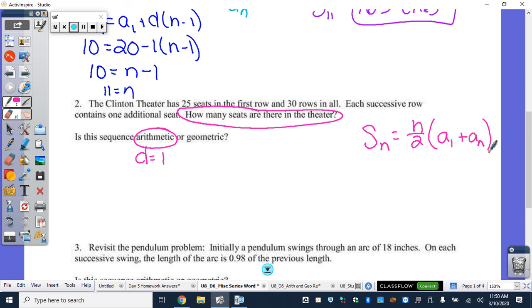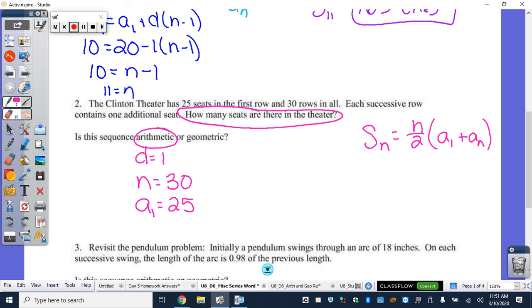So again, for our series formula, we need to know our n. Do we know n? 30. So there's 30 rows of seats. So our n is 30. We need to know our first term, which would be 25. There's 25 seats in that first row.